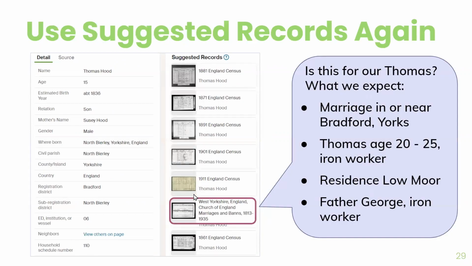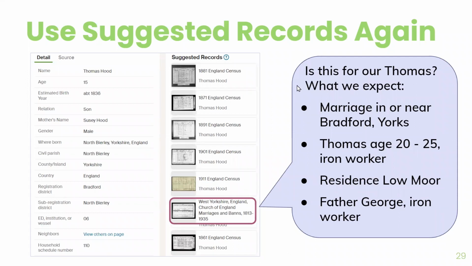Okay, now here's where it gets super exciting. So I look at all these suggested records for our Thomas Hood, and I notice that there's a marriage record. Right off, it's in the right place because it's in Yorkshire. But let's do a little sanity check because, again, not every hint is going to be accurate. Most of them will be, but we've got to check.